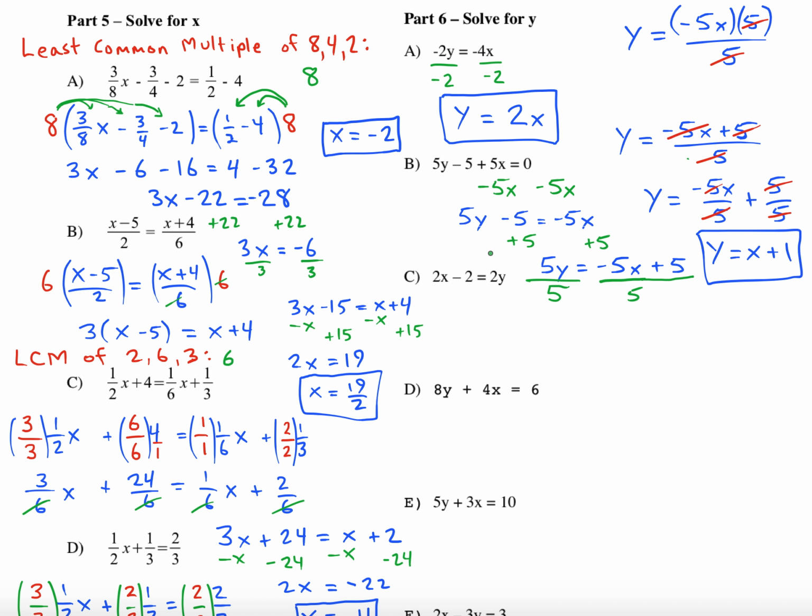On the next one, I'm going to try to get the 2 away from the y. And as you can see, it comes out to a similar situation. 2x minus 2 over 2 equals just y. So now let's cancel the 2 with all the 2's. It'll be x minus 1 equals y. That's good.